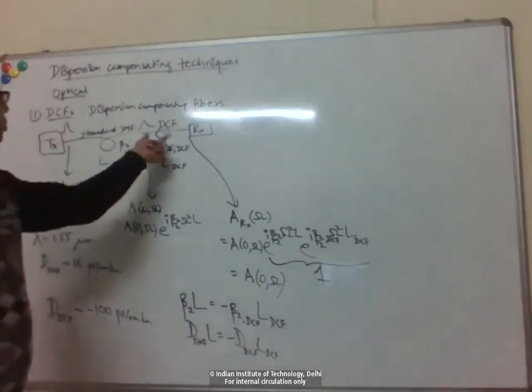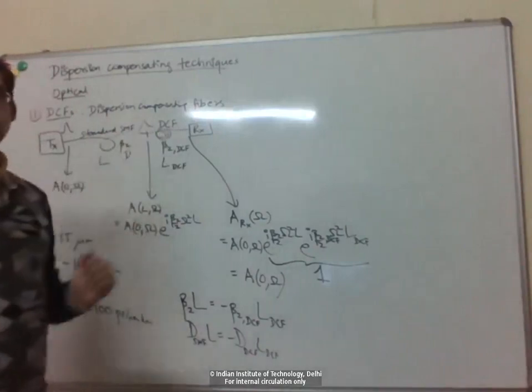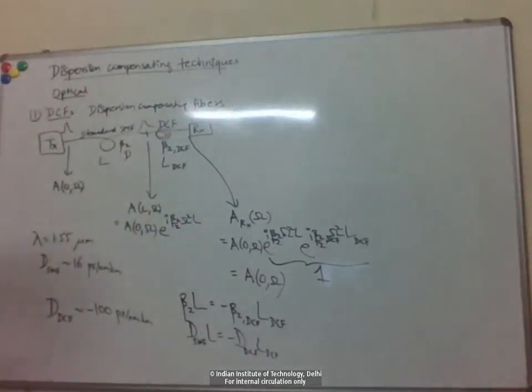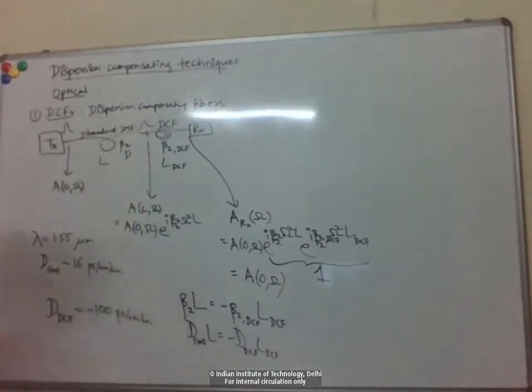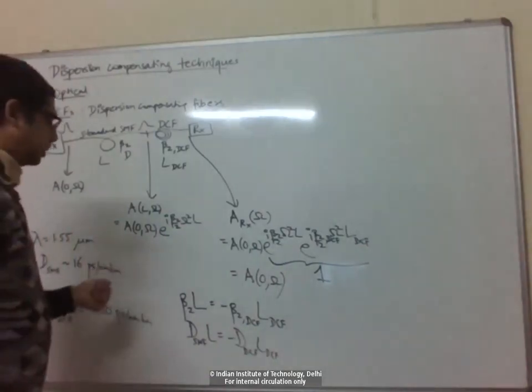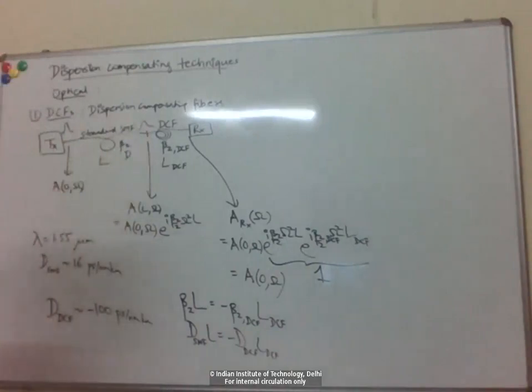Okay, so when you are adding this fiber, you have to take that extra loss into account. Also, the bending losses, etc., for these DCFs are also typically higher. Okay, so that's something that needs to be taken care of while designing your link.